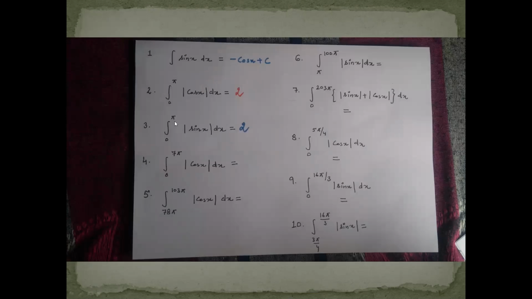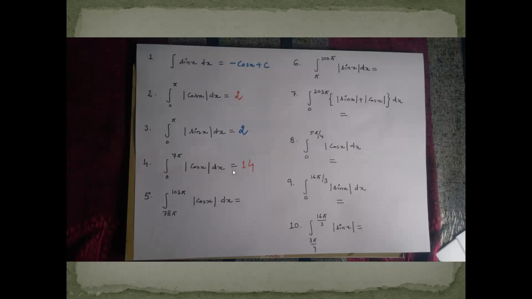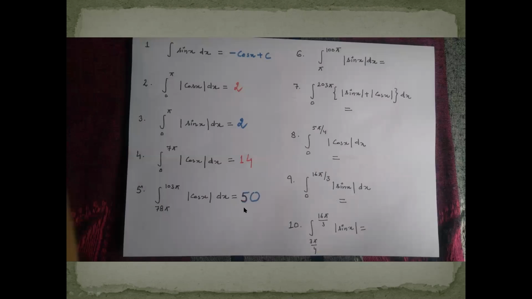Our third question, 0 to pi modulus of sin x dx. The value of this function is also 2. Now, what is the answer to this question? 0 to 7 pi of modulus of cos of x dx. Its answer is 14. Now, let us proceed to question number 5. Integration from 78 pi to 103 pi of modulus of cos of x. The answer is 50.